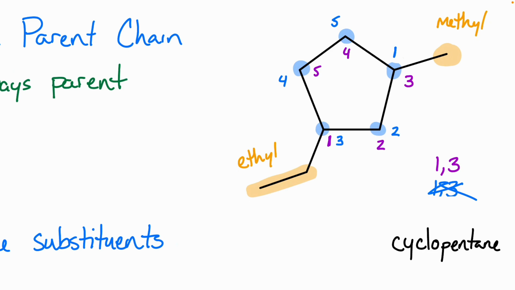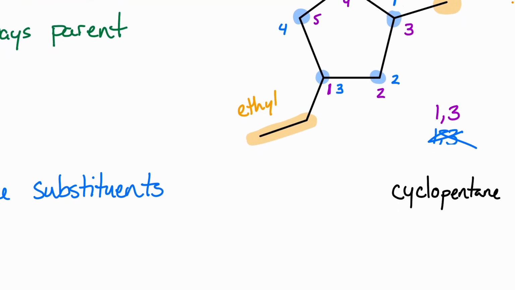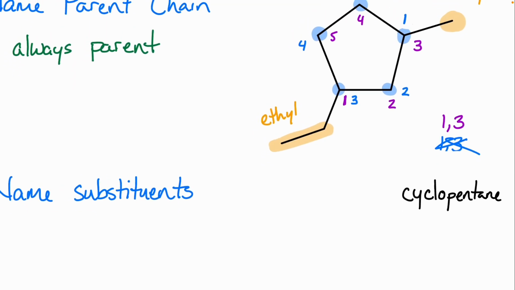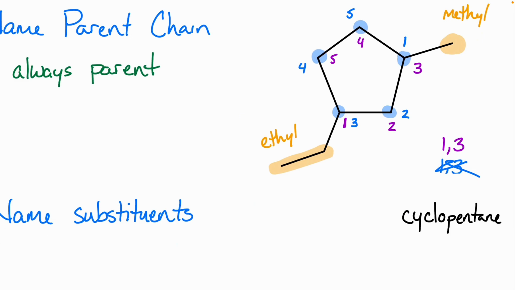So bottom line is we're going to have way more options to number our ring because we can start at any one of those carbons that has a substituent on it, and we can go clockwise or counterclockwise. So we're going to have to do a little bit more decision making here. In this case, it's the 1 and the 3, so 1 ethyl, 3 methyl, cyclopentane.